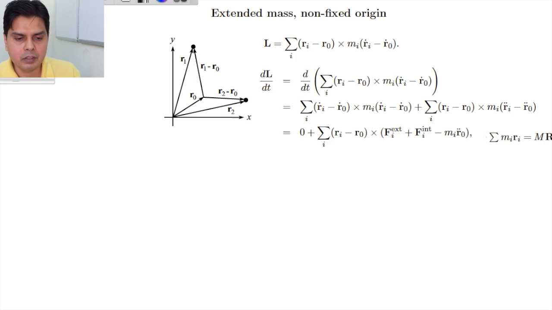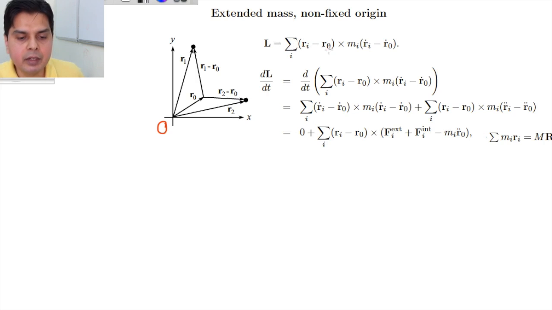It appears to be quite complicated and lengthy, but it is not, if you just get a hang of what is happening there. Suppose I have been given an extended mass and this is a non-fixed origin, that is, this is my origin, but this origin is accelerating or moving. So what will be L?